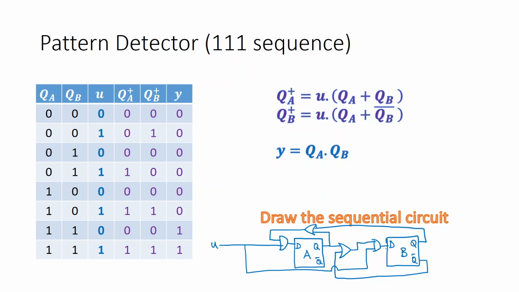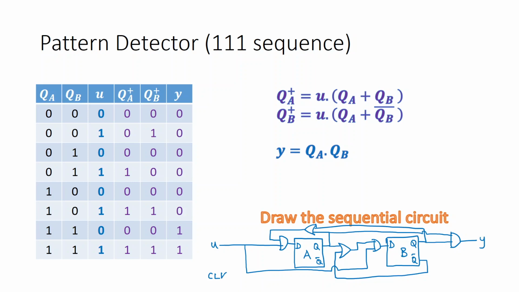Y is what? Y is simply QA and QB. So let us take this and get Y, so the AND will come with QA. So now your circuit is complete. Is it complete? No, it is not complete.